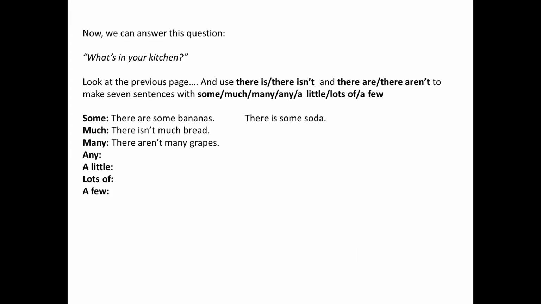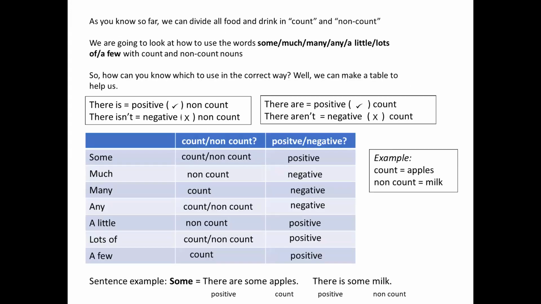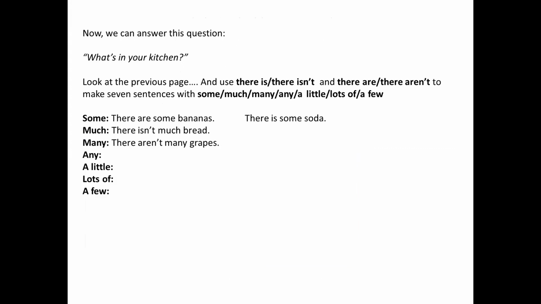What I want you to do now is open your notebooks, and I want you to write the sentences for any, a little, lots of, and a few. You'll need to look back at this blue chart and the box where it says there is, there isn't, and there are, there aren't. You can write down any food that you want. Make them all different. Don't just say apples, milk, apples, milk. Choose a different food each time and write down your sentences for any, a little, lots of, and a few. And I'm going to give you 2 minutes.